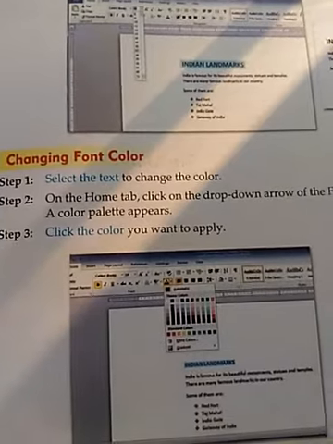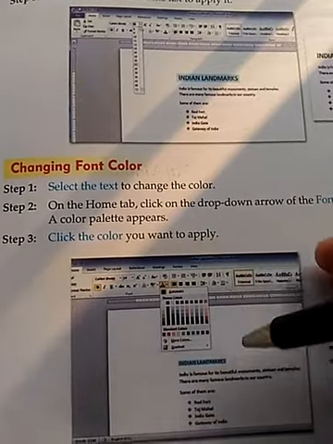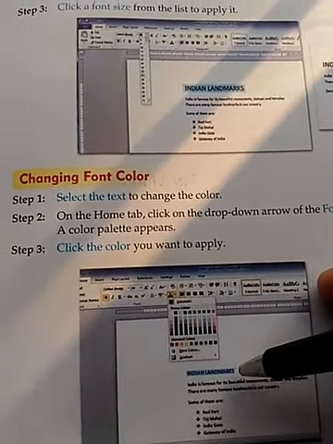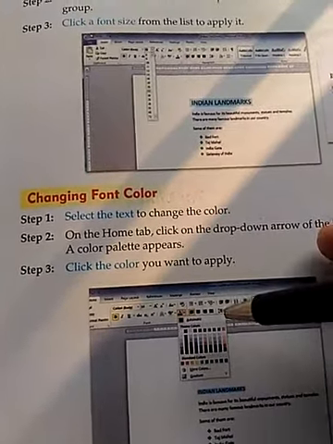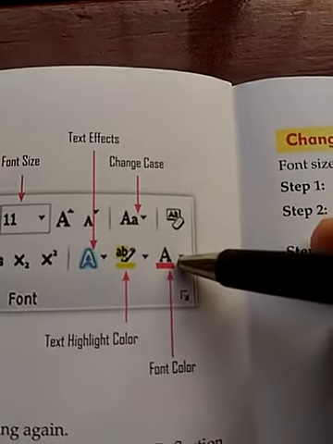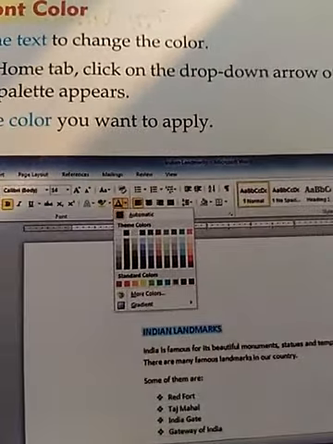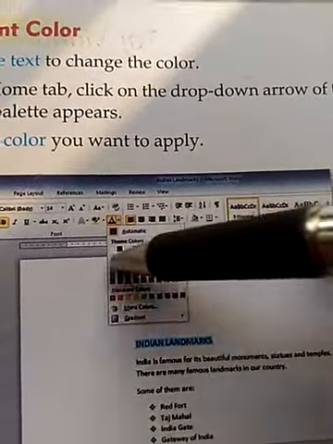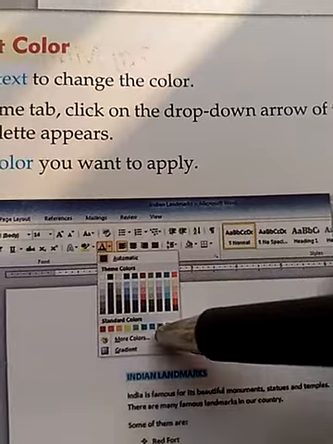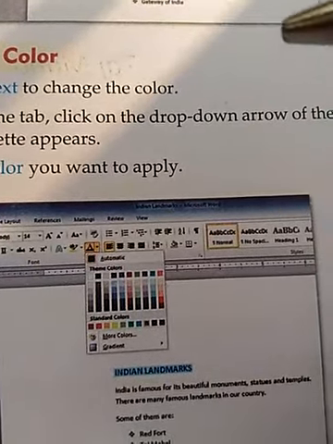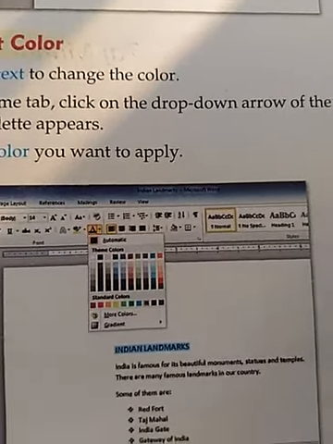Now changing the font color. Again, you can change the color of the font by simply selecting the text on the document, and on the Home tab you will find the option font color. See here, this font color option. If you click on this, it will give you different type of colors available here. You can find more colors by clicking on this option, and after that select any color of your choice, and you can apply the color on the selected text.